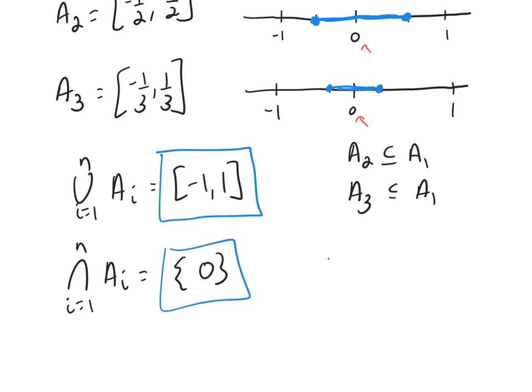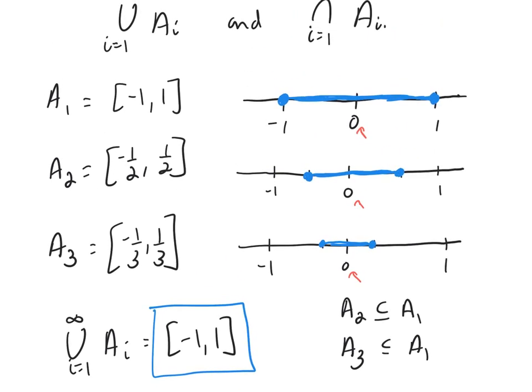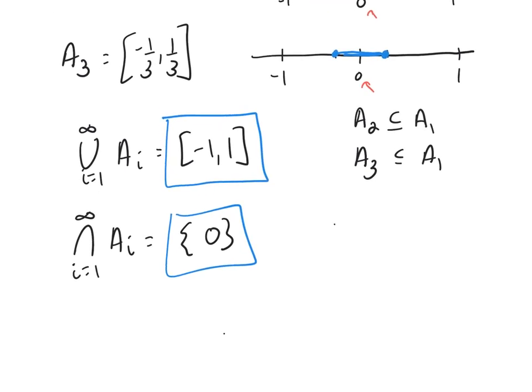Sorry, not n, these should be infinity here. Because remember, you're taking an infinite number of these intervals. I've only sketched out 3 of them, but the intervals are going to keep getting smaller and smaller towards 0. So in the end, when I take this intersection, I'm only going to be left with the element 0, and that's it. It's just a single number. It's no longer an interval.